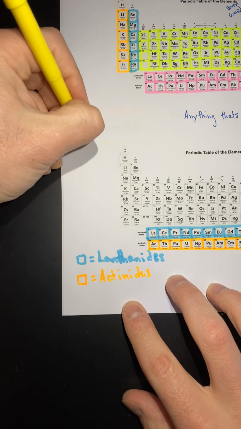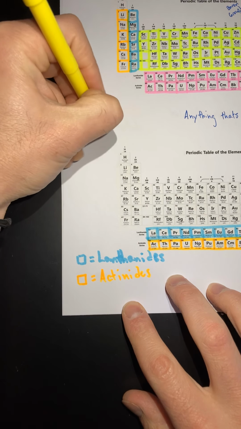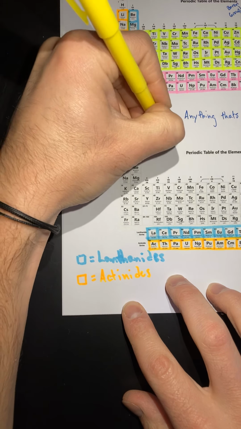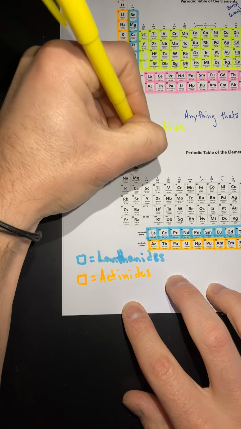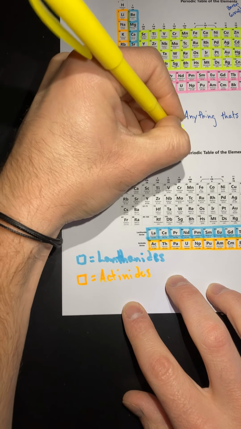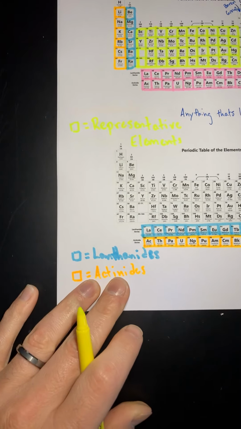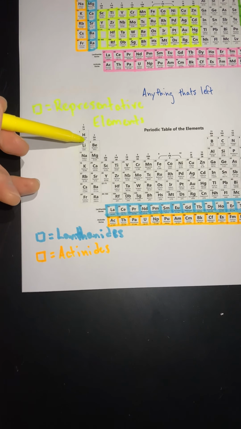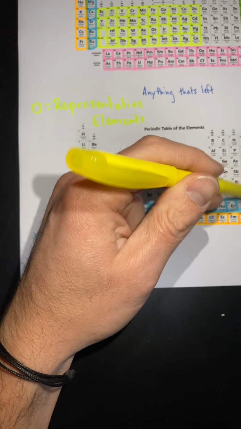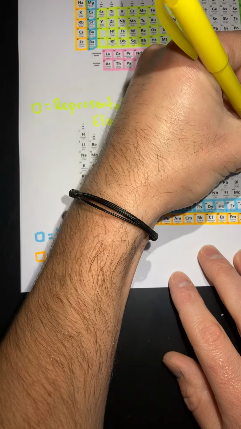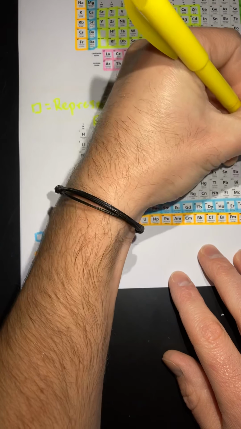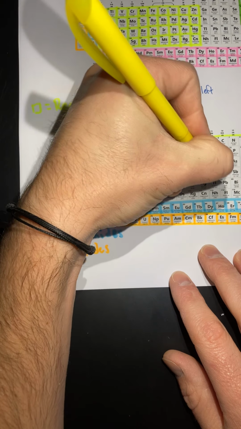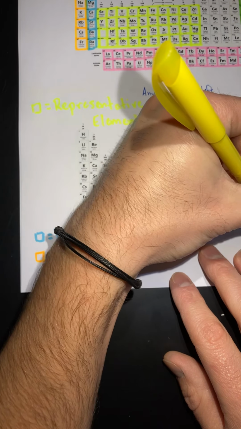It's called the representative elements. Representative elements. And that is going to stretch from hydrogen's column all the way to fluorine's column. So basically everything else except your noble gas section. Excluding the transition metals.